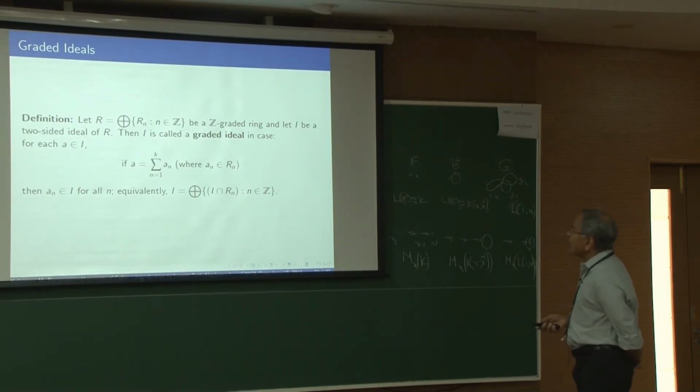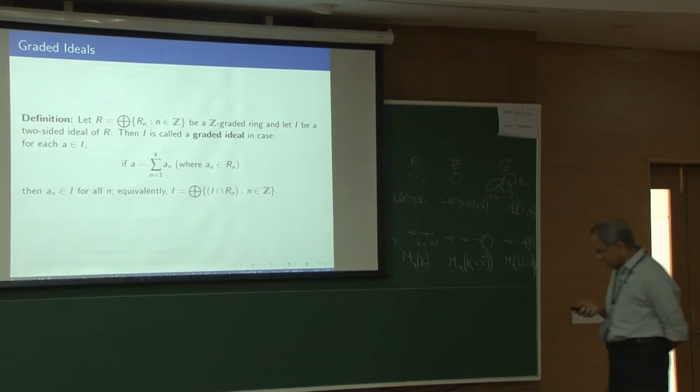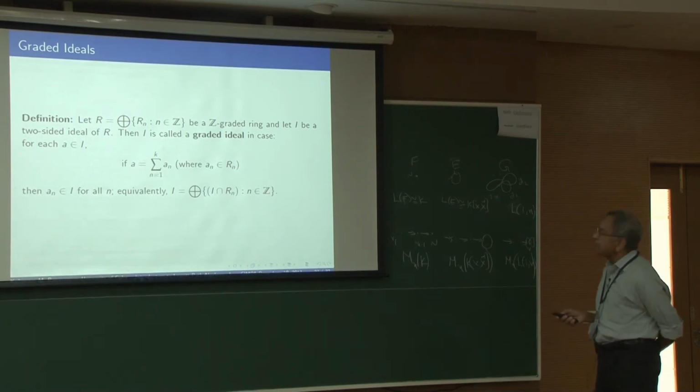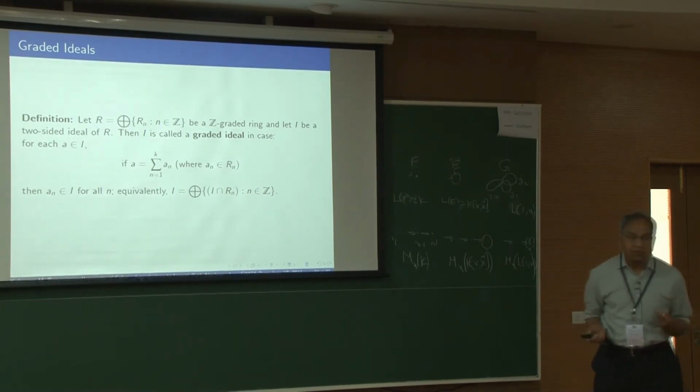Namely, if R is a Z-graded ring, and I is a two-sided ideal, then we say I is a graded ideal in case, if A is any element of I, because I have this direct decomposition, I can write A as summation An, where An comes from the nth homogeneous term R sub n. So if such an element A is in I, then necessarily each component An must be in I in order for I to be a graded ideal.